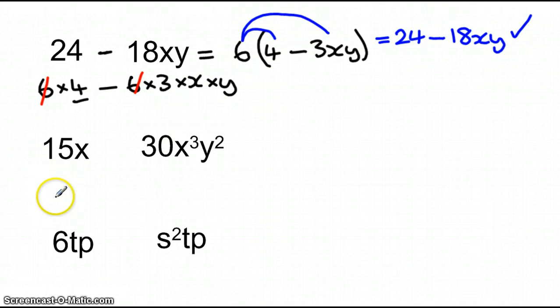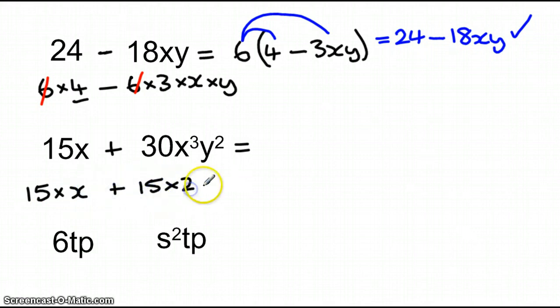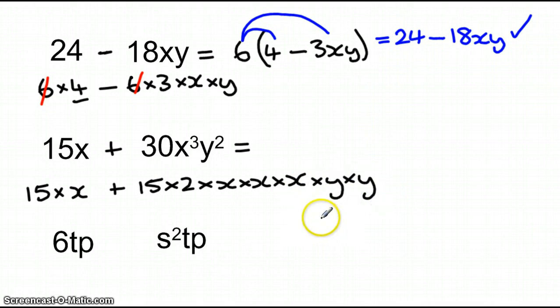So what goes into both 15 and 30? Well, 15 goes into both. So we've got 15 times x. 15 times 2 will give me the 30, and now we've got x cubed, which means x times x times x, and y squared, which means y times y.